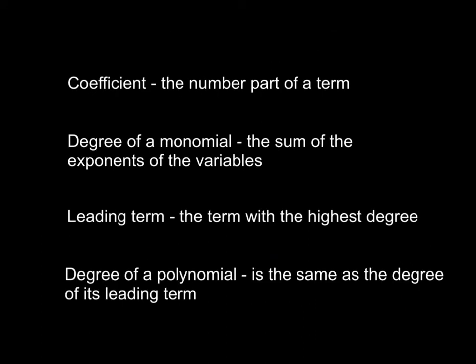Here's a couple other terms that you need to make sure that you understand. Coefficient is something that everyone should know of by now, right? It's just the number part of a term. The degree of a monomial is the sum of the exponents of the variables, just the variables. The leading term is kind of like putting the polynomial in descending order of the degrees of the monomials. And then the leading term's degree is the degree of the polynomial. And we're going to do a couple of examples just to make sure that you do understand what we're talking about here.